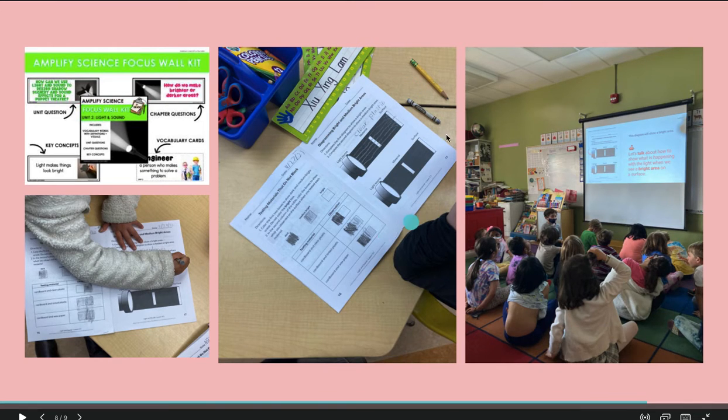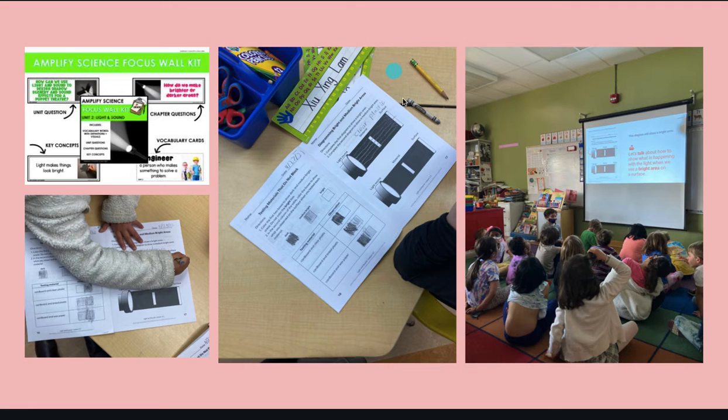So in the middle, this is an example of a completed notebook page, which has labels, and they use the correct color crayons to color in light. Here's a kiddo working, and then this is another picture my CT took of the kids listening and watching the slides.